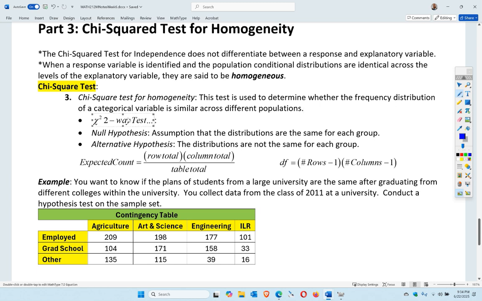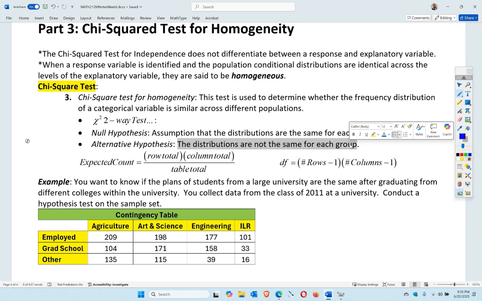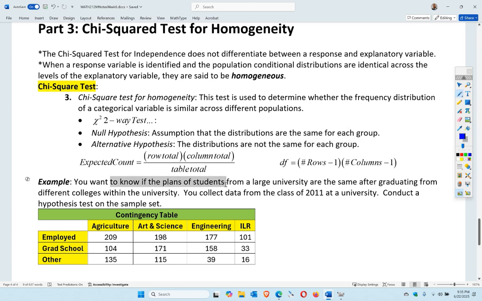So again, this is another two-way test because, again, rows and columns, right? It's two ways. The null hypothesis is the assumption that the distributions are the same for each group, and the alternative is that the distributions are not the same for each group. As to what that distribution is, who knows? It could be normal, it could be uniform, it could be anything, right? Or unspecified, just being the same. It doesn't really matter.